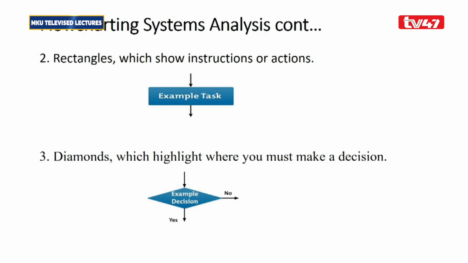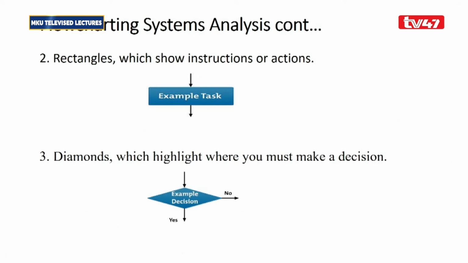Now the second symbol is the rectangle, and the rectangle shows the instruction. It shows the action that is being carried out. What is happening at that particular point? If we are processing, averaging, classifying, or grouping data together, we use a rectangle to show a certain operation, a certain activity, a certain task, a certain instruction that is being carried out in a process.